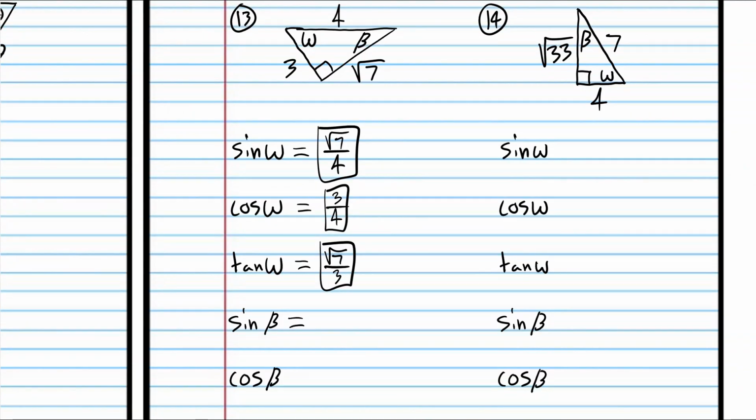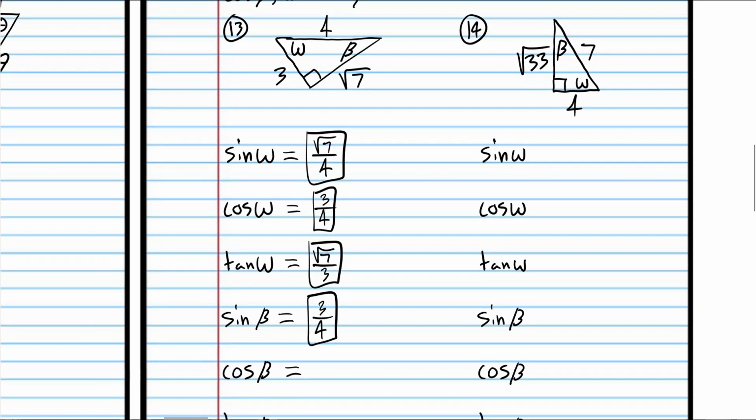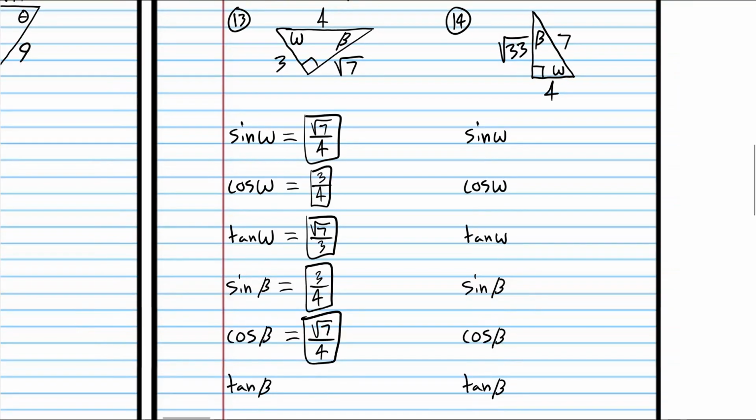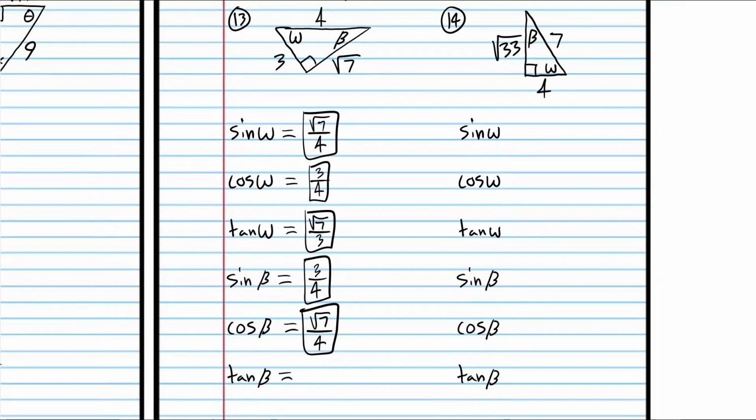Now we have to move to beta. So sine is opposite over hypotenuse. So the length of the side opposite beta is 3, and the length of the hypotenuse is 4. Cosine beta is the length of the side adjacent to beta divided by the length of the hypotenuse. And tangent beta is the length of the side opposite beta divided by the length of the side adjacent to beta.